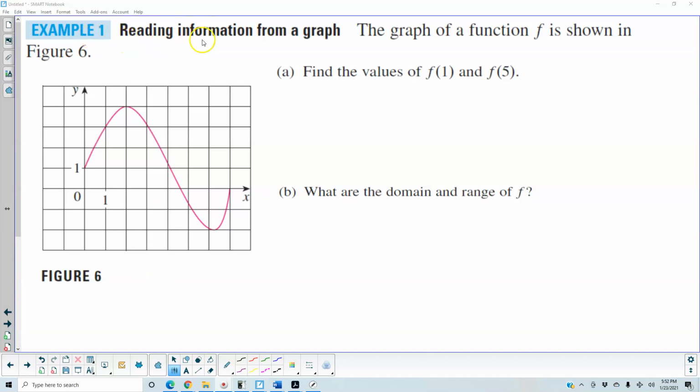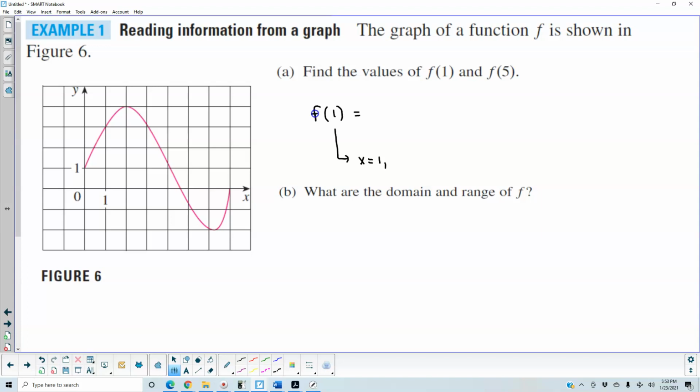Example 1, reading information from a graph. The graph of the function f is shown here in figure 6. What we want to do is find f of 1, and then find f of 5. When it says f of 1, that means the x value is given. That's telling us that x is equal to 1.